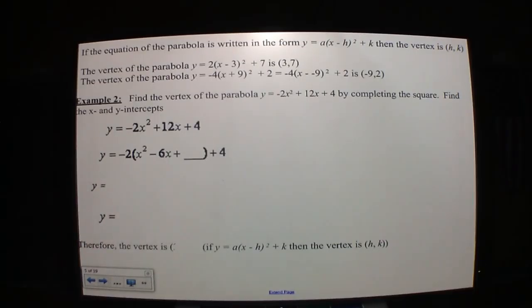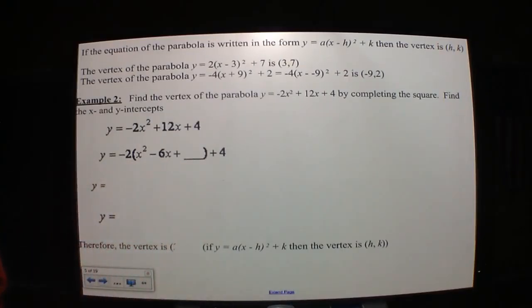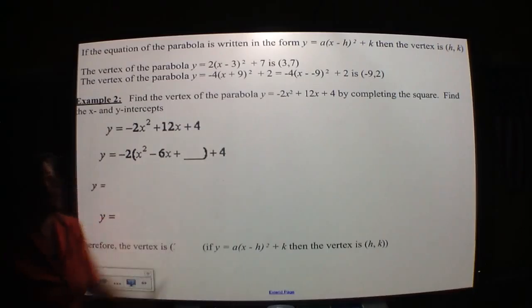So I want to find the vertex of the parabola y is equal to -2x squared plus 12x plus 4 by completing the square. Find the x and y intercepts. So the first thing I did is I took my equation. And since I don't have an equal 0 like I did in that last chapter, I have just y. I don't move this to the other side, I just move it away. So I move it outside.